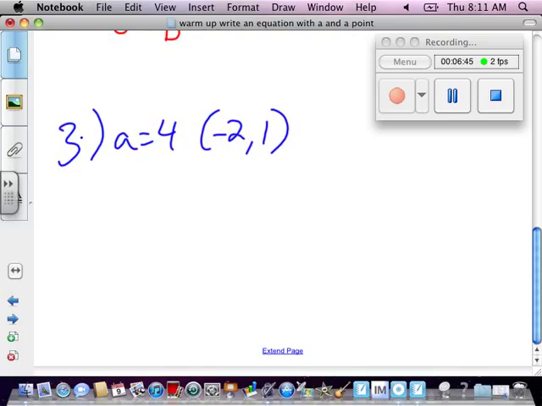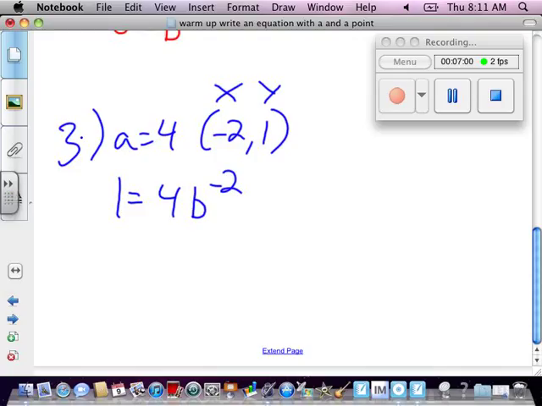Okay, so let's try this. Let's see if you guys got the right answer. This is x, this is y. So we get 1 equals a times b to the x. Does everybody get that? If you're having trouble, you gotta let me know.